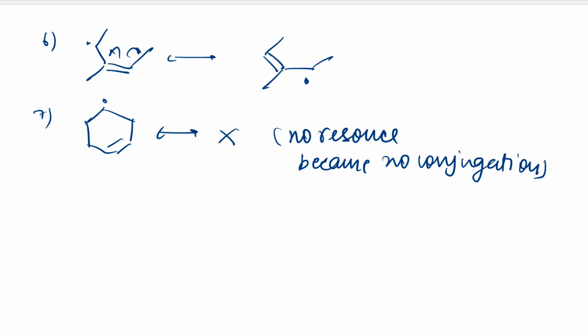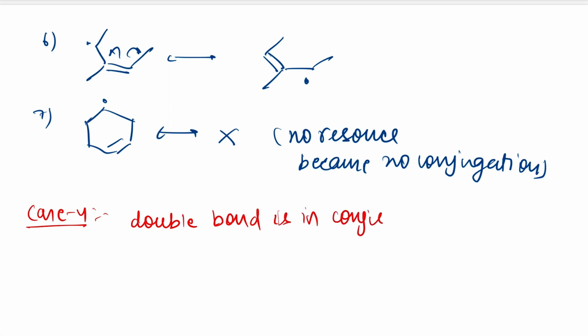Now when the double bond is in conjugation with a double bond, let's talk about case 4, where the double bond is in conjugation with the double bond.